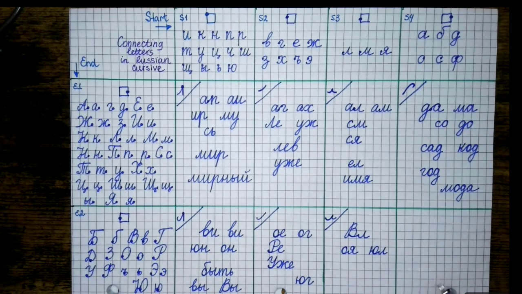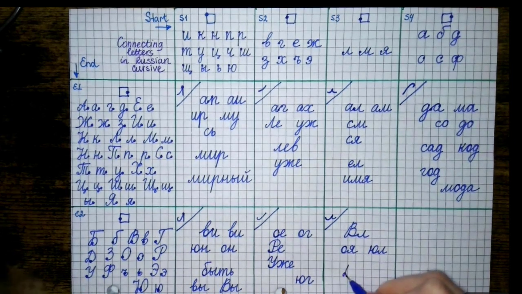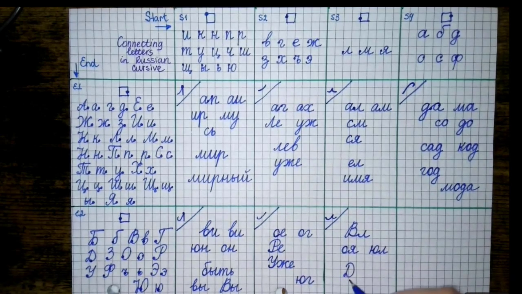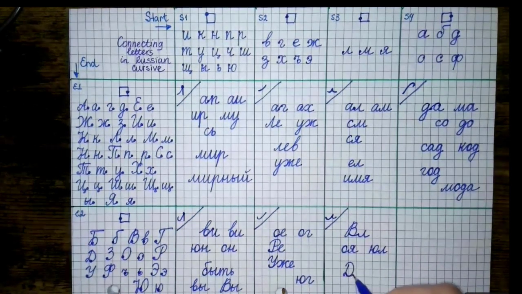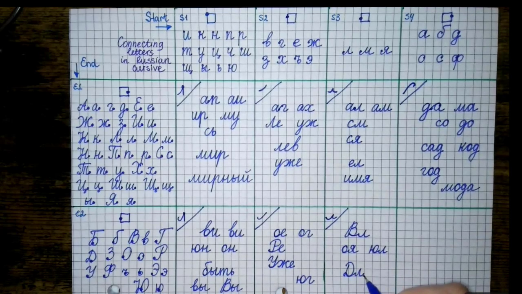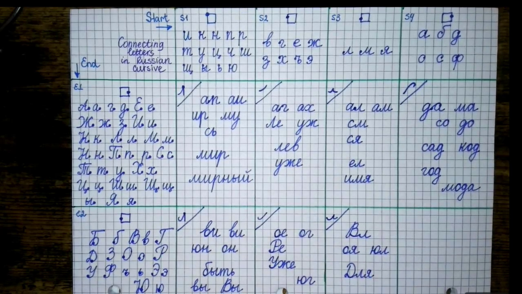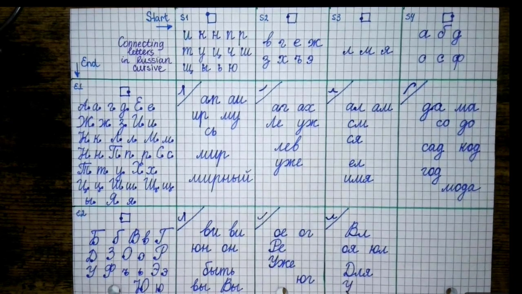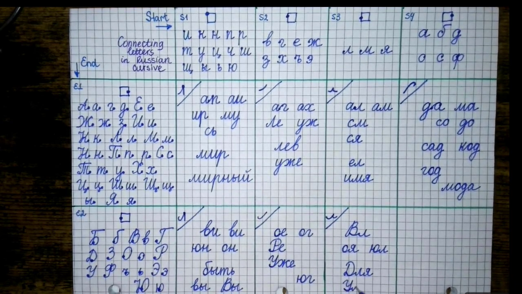Okay, let's try some words. Let's try the word для. So Д with a capital Д, which means for. So we stop here, then we go back, we trace the curve till this point, and then we connect it. Same here. Another one, let's try the word. Again, capital letter. So we have У, and we trace it back to start.